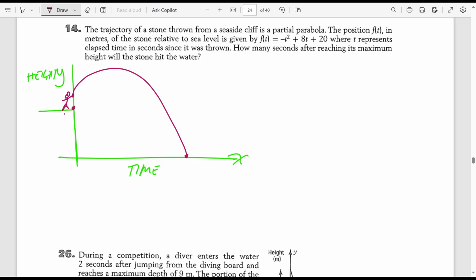So after how many seconds after reaching its maximum height will the stone hit the water? Again, they've added a little wrinkle in there. They've given you a rule, they've given you a scenario, and the way this is phrased is what's going to trip people up.